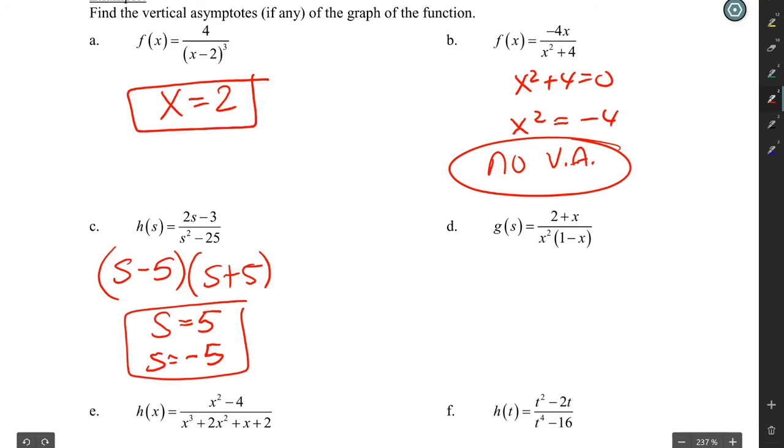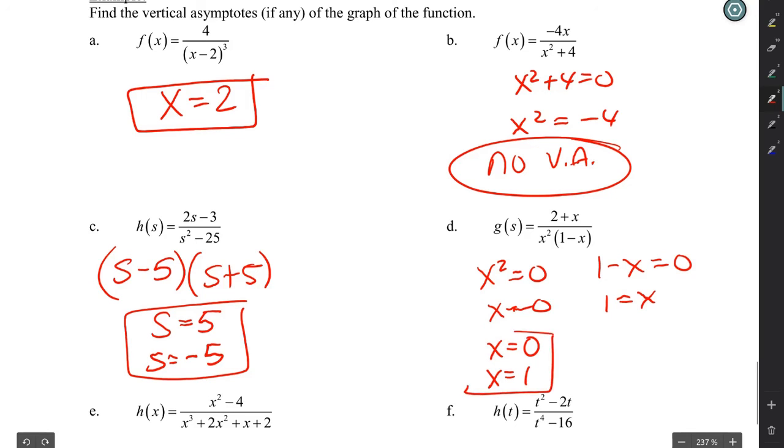For G, it's already factored, so I can say x squared equals 0, 1 minus x equals 0, so 1 equals x, and then x equals 0. So that means I have asymptotes at these two locations, x equals 0, x equals 1.